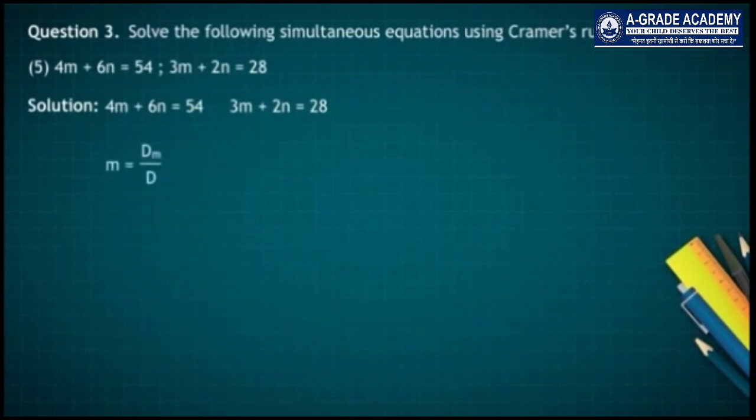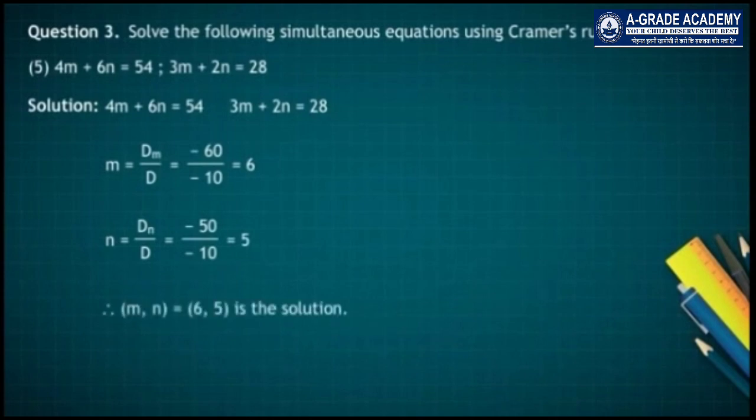M is equal to Dm upon D, which is equal to -60 upon -10, which is equal to 6, and n is equal to Dn upon D, which is equal to -50 upon -10, which is equal to 5. Therefore, (m, n) is equal to (6, 5) is the solution.